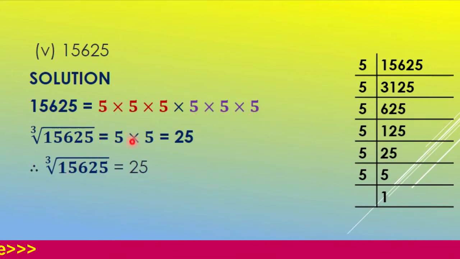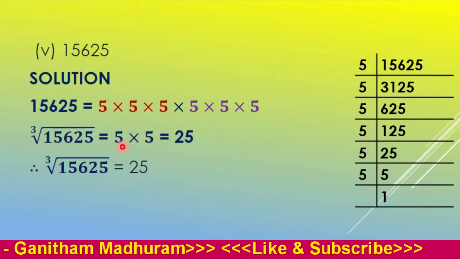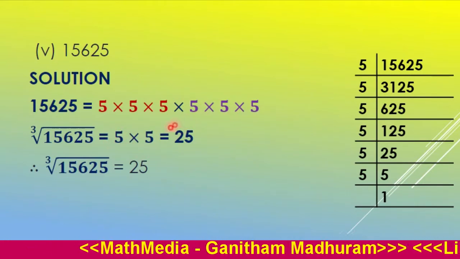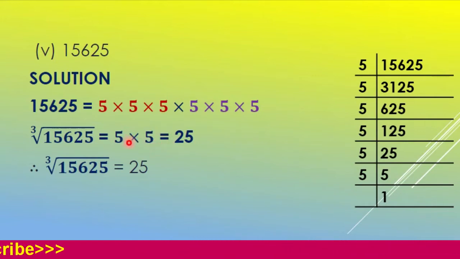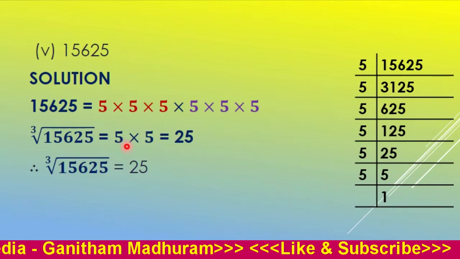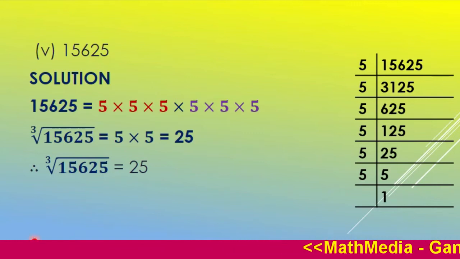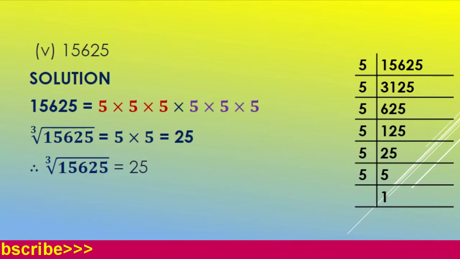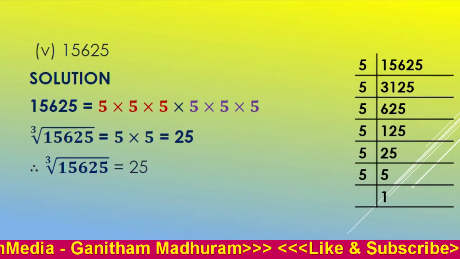So from each group we can take one number. So from the first group I got 5, and from the second group I again get one more 5. So the cube root of 15,625 will be 5 into 5, that is equal to 25. Therefore, cube root of 15,625 is 25.